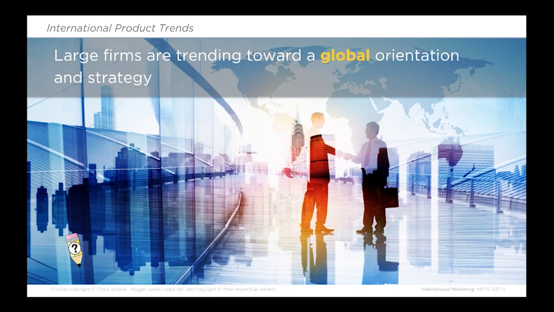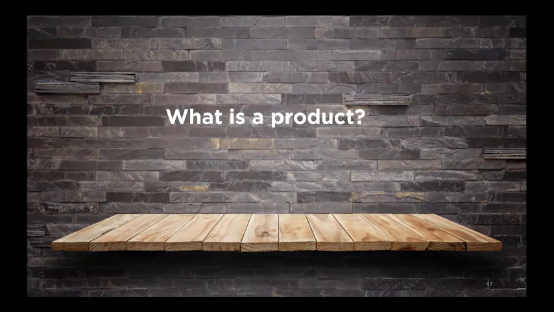The trend is the bigger firms get, they always kind of lean towards being global in their orientation because it creates so many economies of scale. Then usually they get faced somewhere along the line with how global can we be. So in order to figure out what's right in the new market, we need to get as granular as we can be. We're going to start by asking the simple question of what is a product?